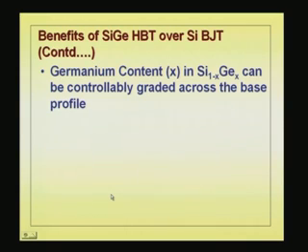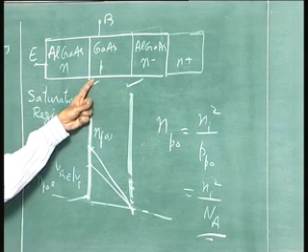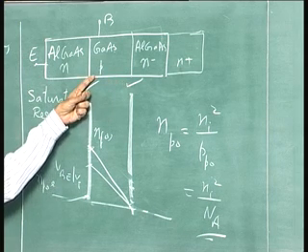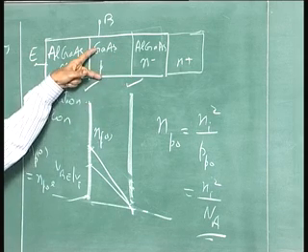Another very important advantage which is there for all the HBTs, but mainly exploited in the case of HBT silicon germanium transistors is this factor. Germanium content x in silicon germanium can be controllably graded across the base. I do not know whether it rings the bell. As I move from here to here, I can vary that germanium content. I can make the germanium content more here, I can keep on changing that. That means I can vary the band gap across the base, narrower band gap, wider band gap here.